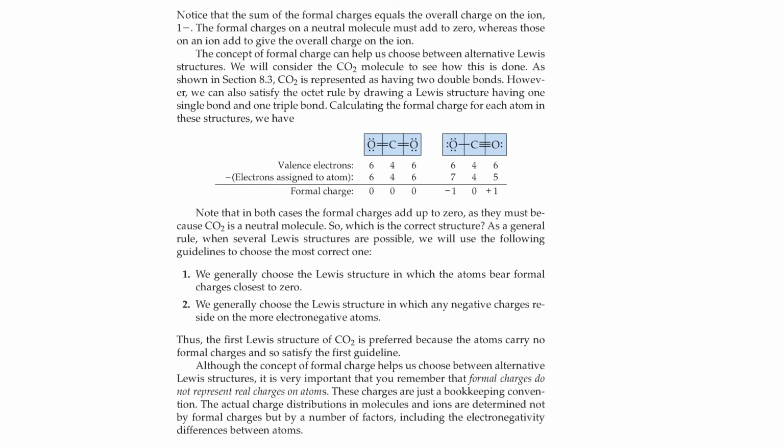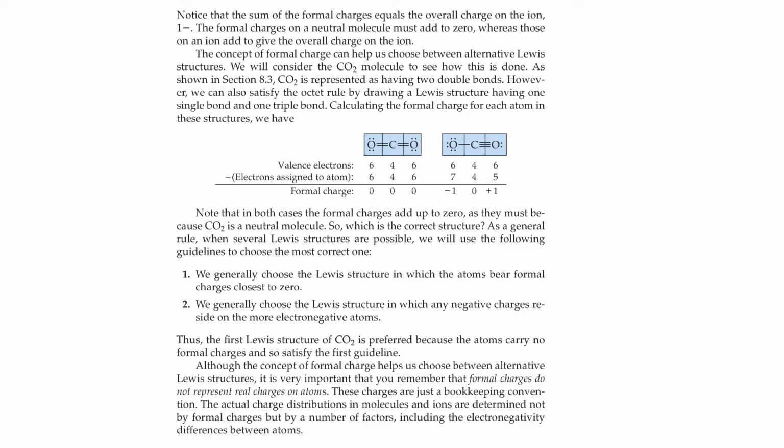Notice that the sum of the formal charges equals the overall charge on the ion, negative 1. The formal charges in a neutral molecule must add to 0, whereas those in an ion add to give the overall charge of the ion. The concept of formal charge can help us to choose between alternative Lewis structures. We'll consider the carbon dioxide molecule to see how this is done.